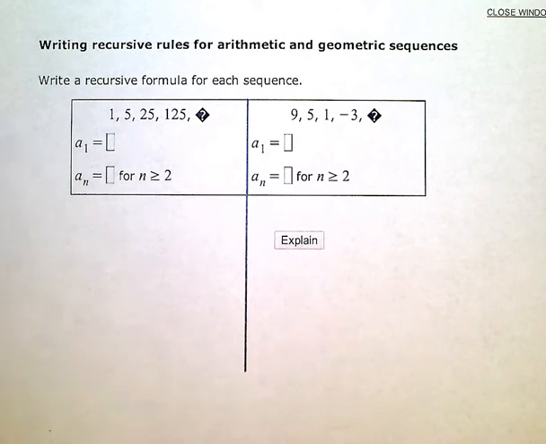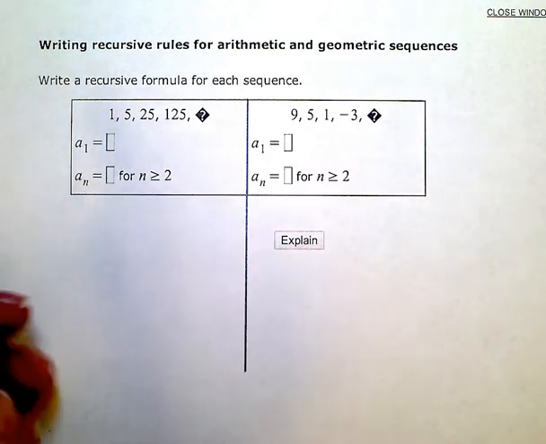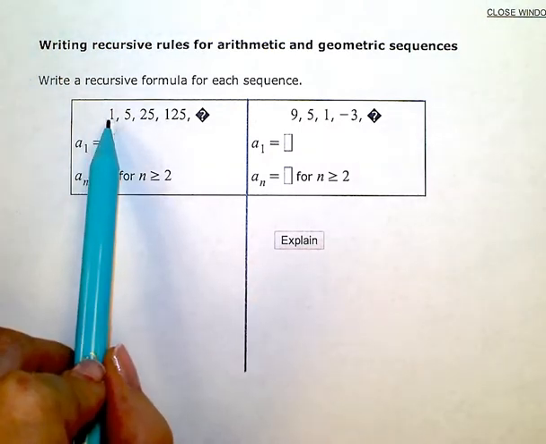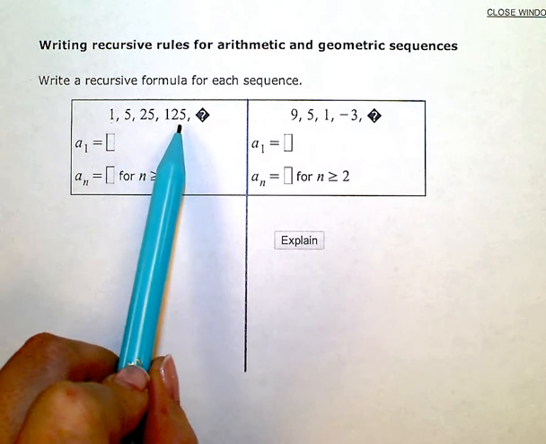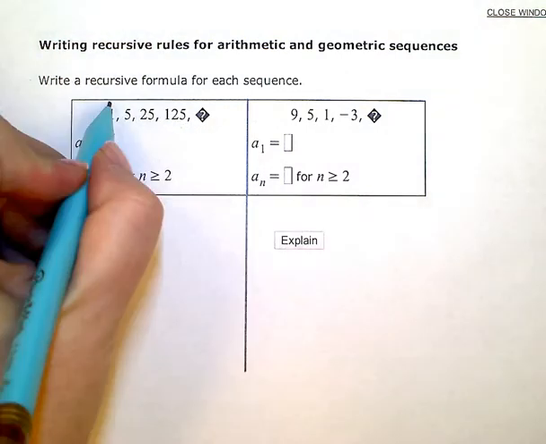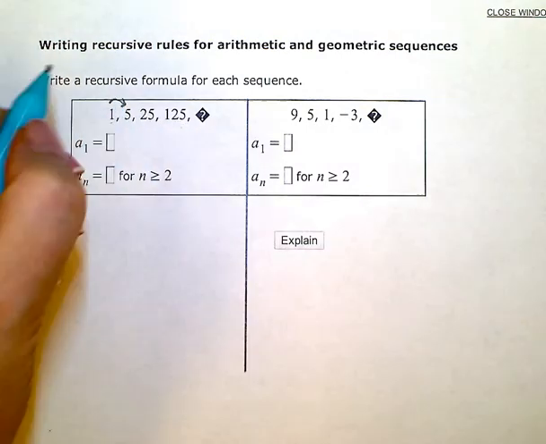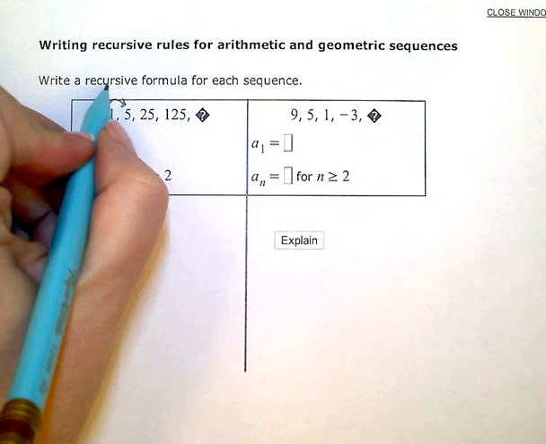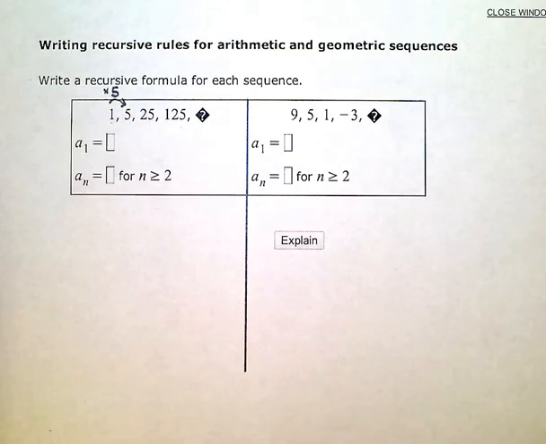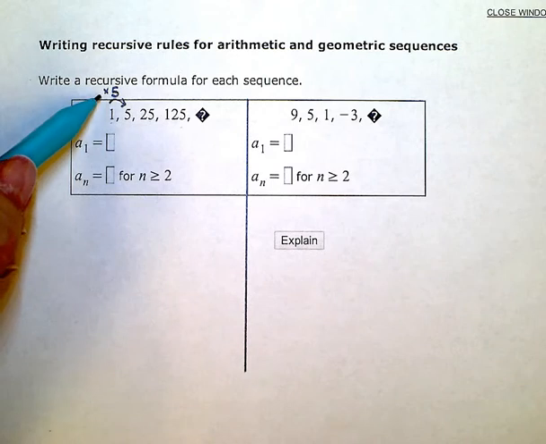And writing a recursive rule or formula means that my set of instructions is going to be based on knowing the previous term, okay? So in other words, if I look at this sequence, okay, I have 1, 5, 25, 125. The pattern here is multiply by 5. It's a geometric sequence, and my common ratio is 5, okay?